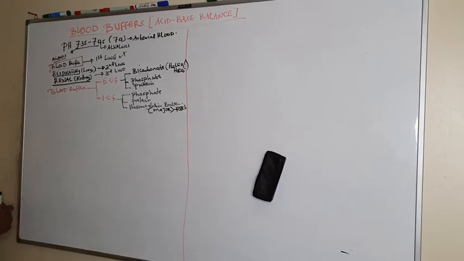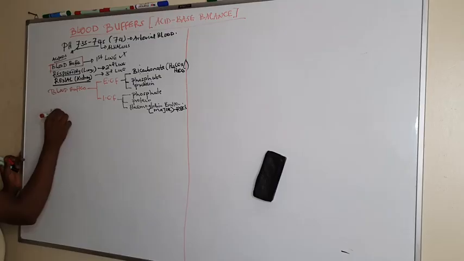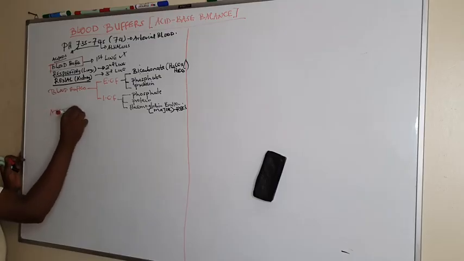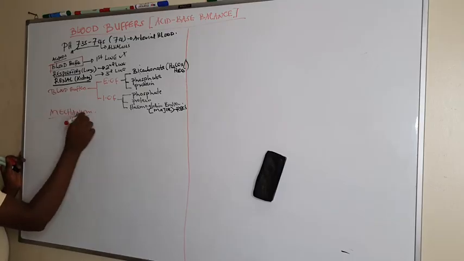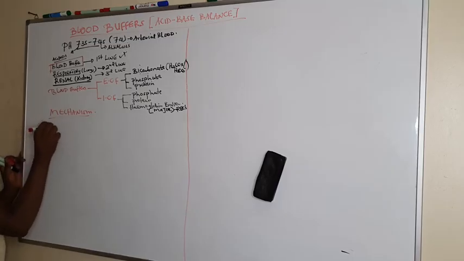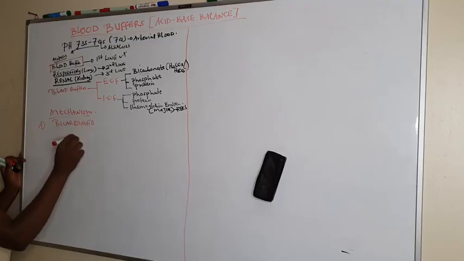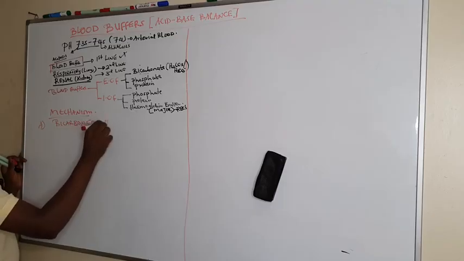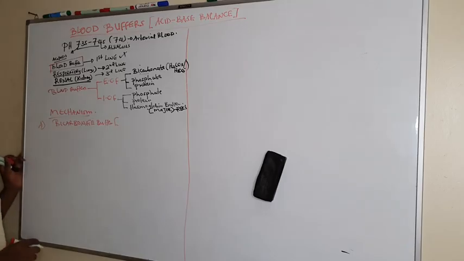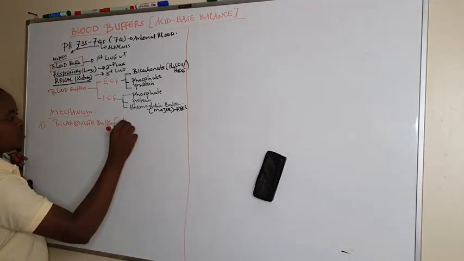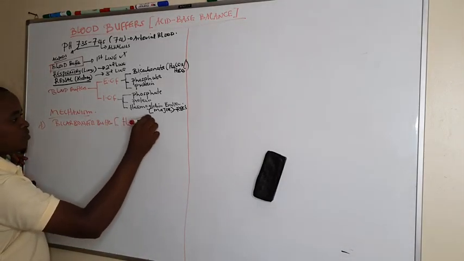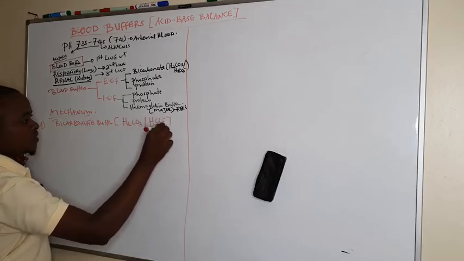So we are going to begin one by one, first discussing the mechanism of action of these blood buffers, and we are beginning with bicarbonate, which we have already discussed in a certain video on the mechanism of action of buffers in the laboratory. So the bicarbonate buffer, briefly we are going to talk about it again, contains the carbonic acid and a conjugate base, that is the bicarbonate.